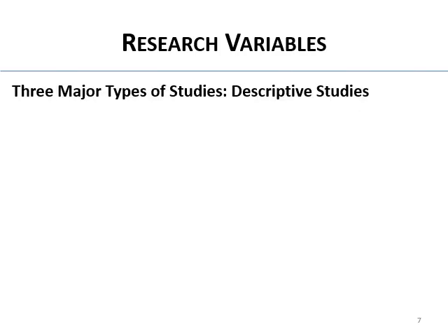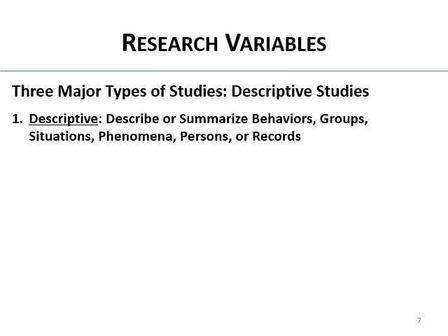So that was research variables. Now let's talk about the three major types of studies. The three major types of studies are used to achieve the major goals of research that we talked about last lecture. So descriptive studies is the first type. Shocker of the semester, descriptive studies describe things. I know. Specifically, they are used to describe or summarize behaviors, groups, situations, phenomena, persons, historical records of things.